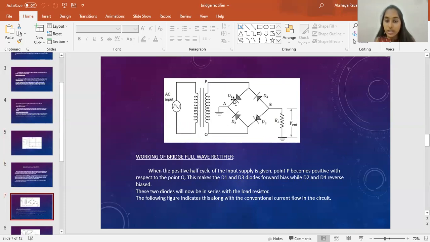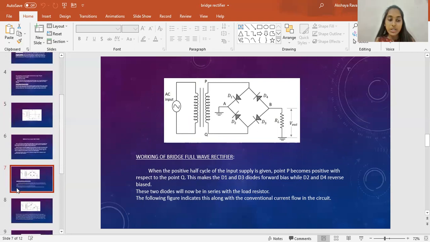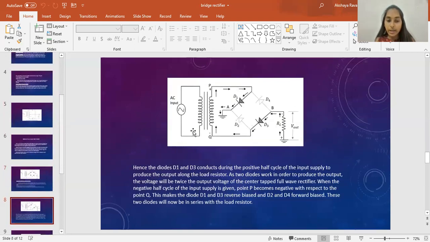This makes diodes D1 and D3 forward biased and D2 and D4 reverse biased. So the opposite pair of diodes becomes forward biased, that is D1 and D3, and the other pair, D2 and D4, becomes reverse biased. These two diodes will now be in series with the load resistor. The following figure indicates this along with the conventional current flow in the circuit. In the next diagram, we will see the conventional current diagram of the bridge full wave rectifier.